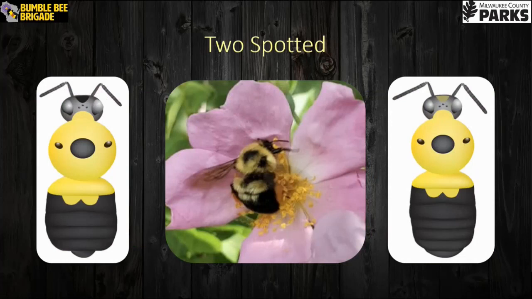Here's the two-spotted bumblebee. They have a fully yellow T1 and a black T2 with two yellow spots on it forming this W shape. Two spots are going to have a yellow vertex, with females having a black face and males a yellow one.